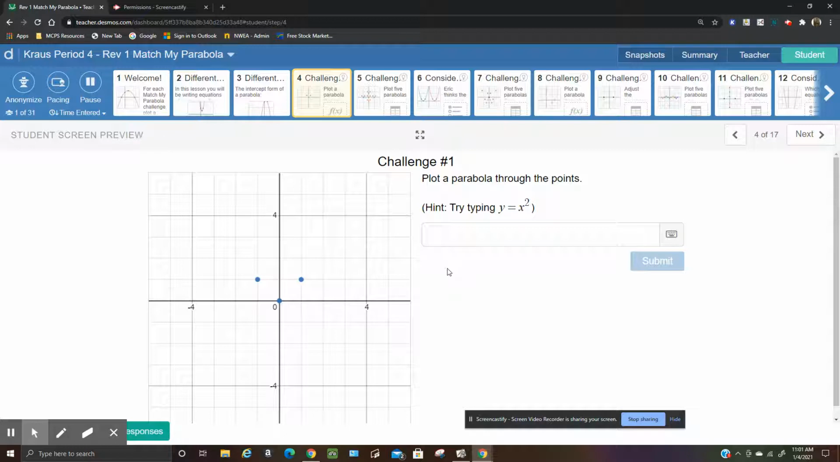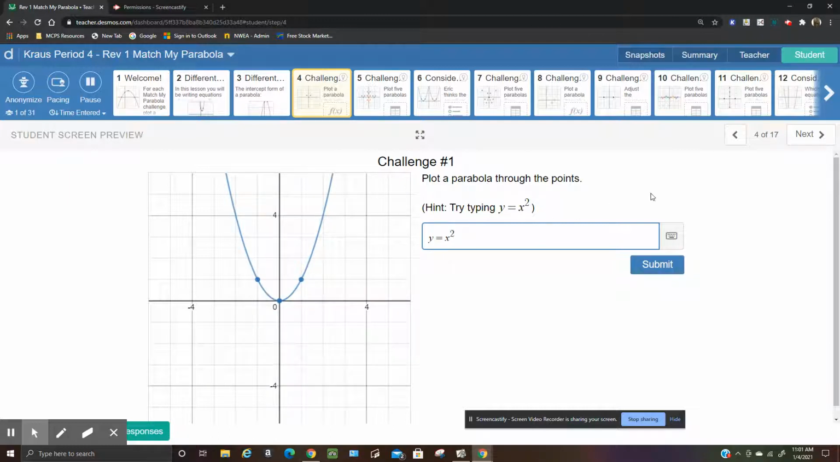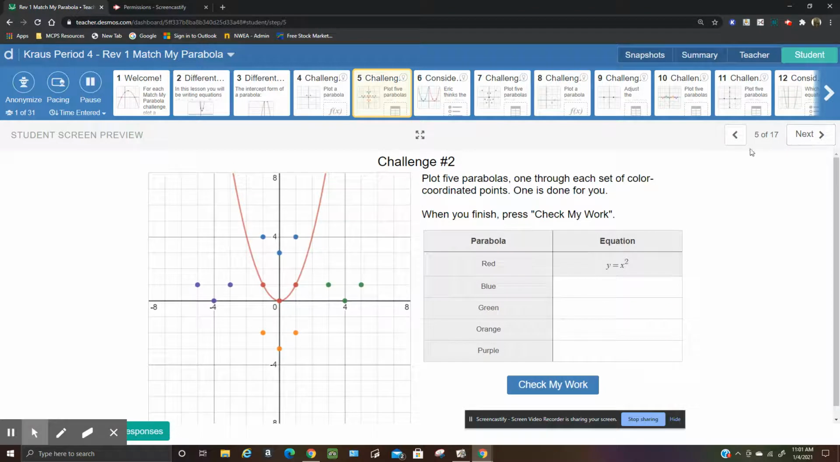All right, so the first challenge slide here is to plot a parabola through the points. They suggest trying y equals x squared, and that does connect the points together. And then plot 5 parabolas, 1 through each set of colored coordinate points. 1 is done for you. When you finish, press check my work.